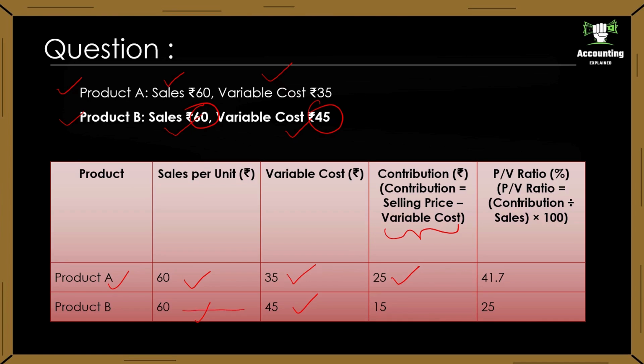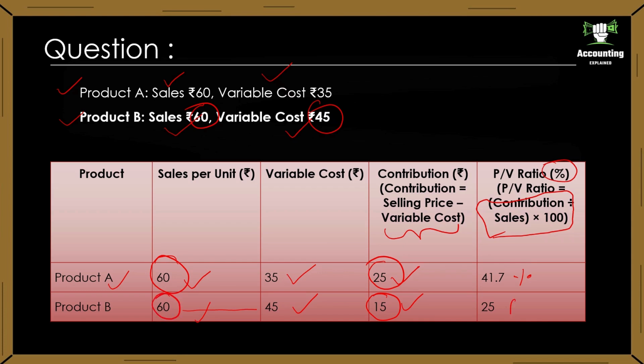Now we have to find out the PV ratio. As I have told you, PV ratio will always be in percentage. PV ratio is equal to contribution by sales into 100. Here contribution is 25 divided by 60 into 100 gives you 41.7%. For product B, contribution is 15 divided by sales is 60 into 100 is 25%.